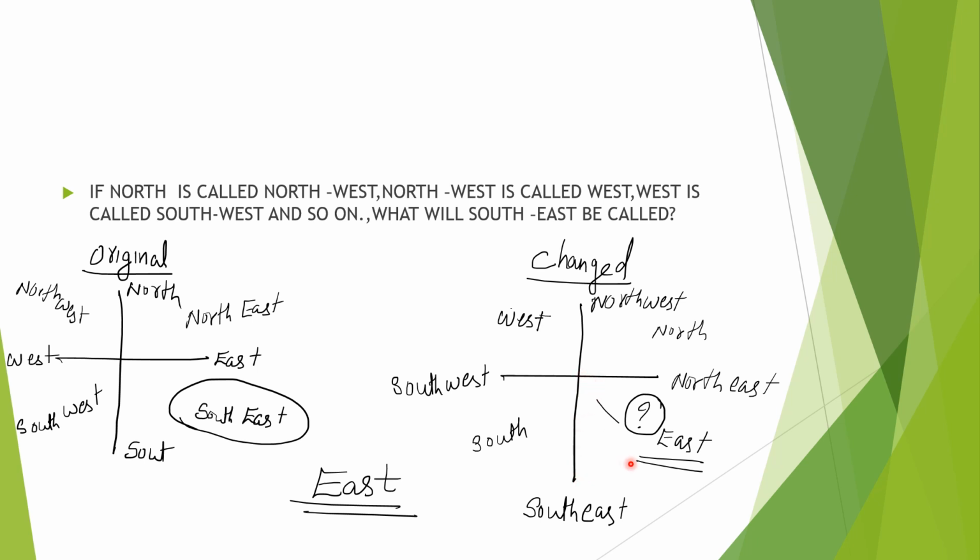So what will southeast be called? You know which is the southeast position. Understood? When you rotate it like this, north becomes northwest, and west comes here. This becomes here, and this becomes here. So this east will come here. In the position of southeast, the east will come. Understood? So it is rotating. The east will come at the southeast position. So the answer is east.